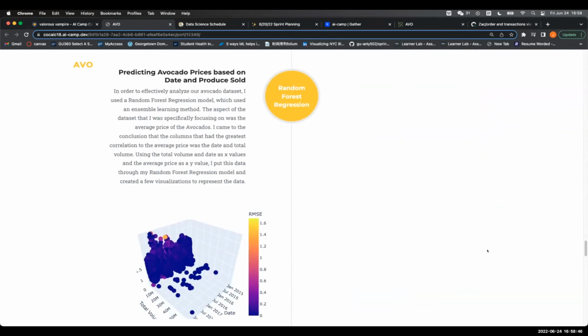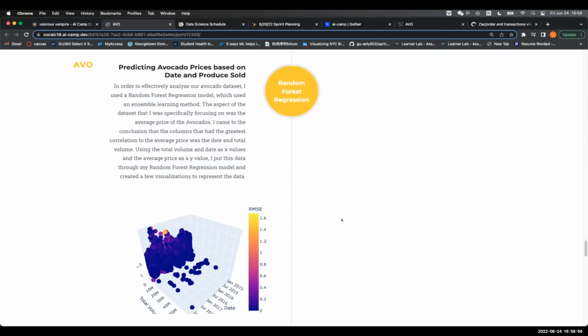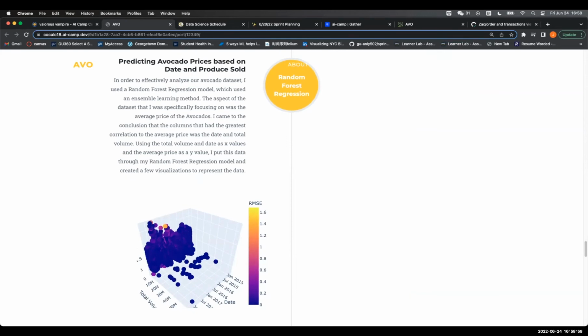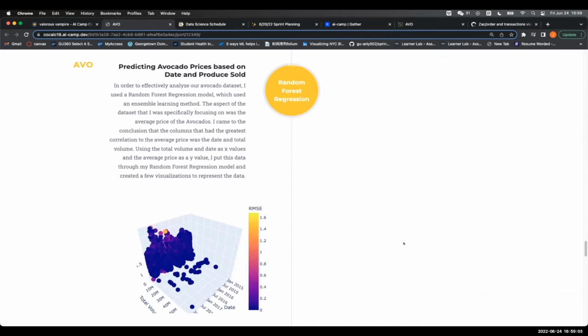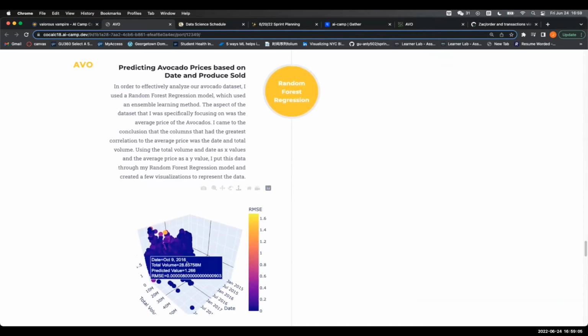Similar to Jefferson, in order to effectively analyze our avocado dataset, I also used the random forest regression model, which uses an ensemble bagging learning method. First invented in 2001, this machine learning model consists of a series of decision trees that are connected in a way so that the end prediction is less prone to overfitting. The aspect of the dataset that I was specifically focused on was the average price of the avocados.